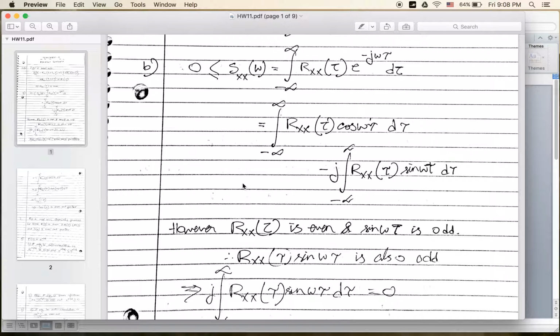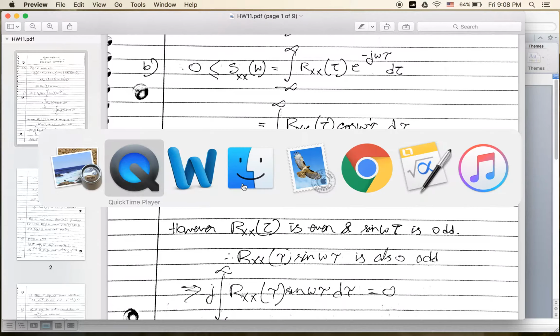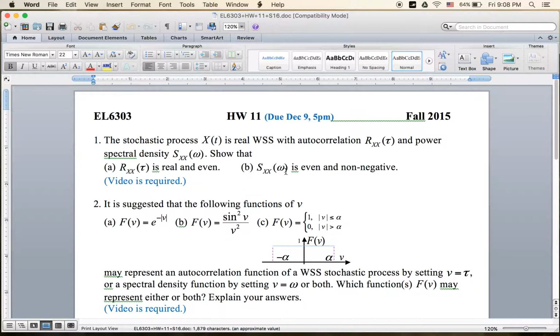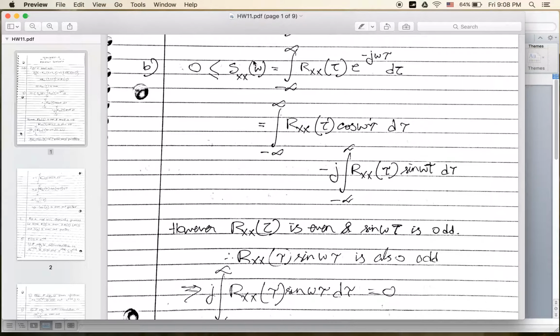Let's see the question. Yeah, it's even and non-negative. So we know from the definition that 0 is less than or equal to S(omega), and so we just put the definition, that is, we take the integration from minus infinity to plus infinity of r_x(tau) times e raised to the power minus j omega tau d tau.